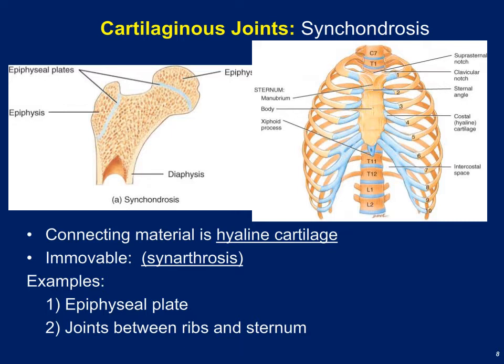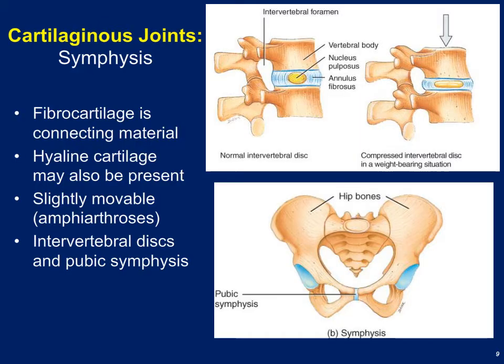Our second example of a synchondrosis was the joint between the sternum and the first rib. As you can see, the costal cartilage forms a joint between the sternum and the first rib, and this joint is usually completely immobile. Our next type of cartilaginous joint is something called a symphysis.